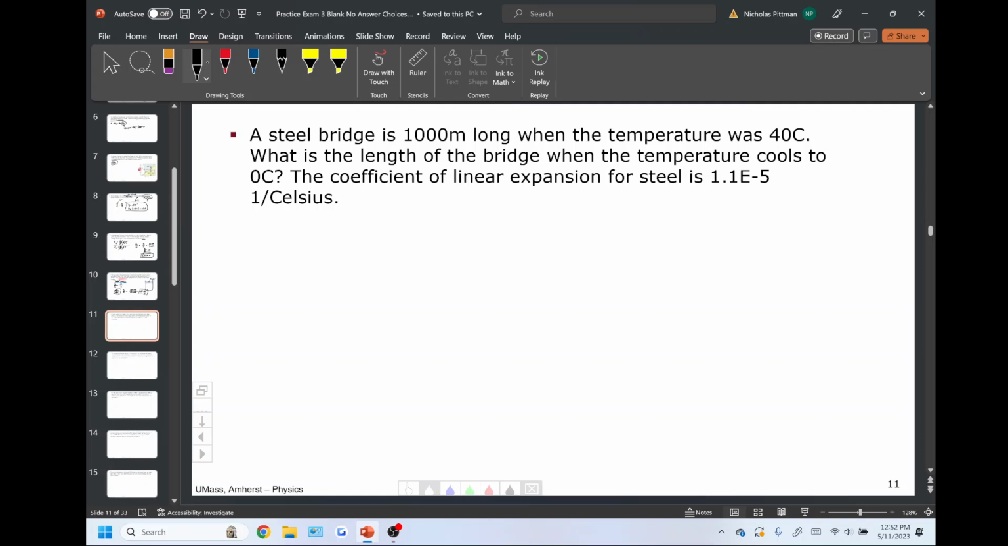All right, we're talking about linear expansion here, and there's only one real equation, so this is a plug and chug. Okay, we know every number but one. So we are trying to compute delta L, and just as a reminder, this is the original length right here.